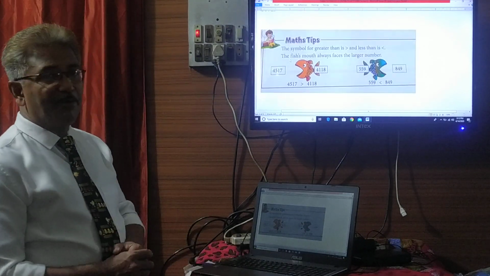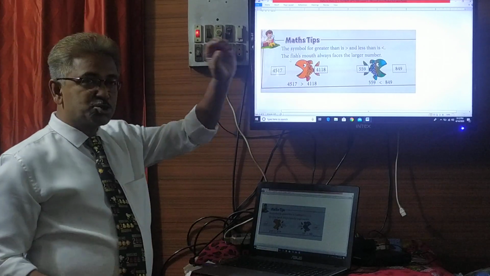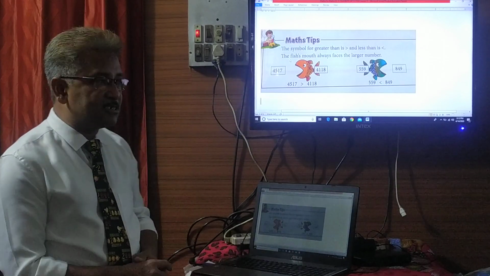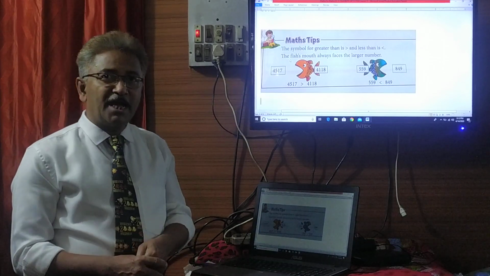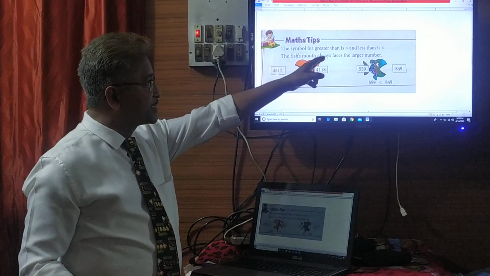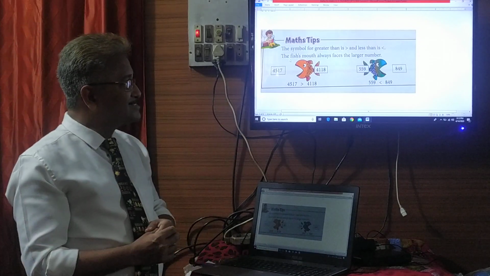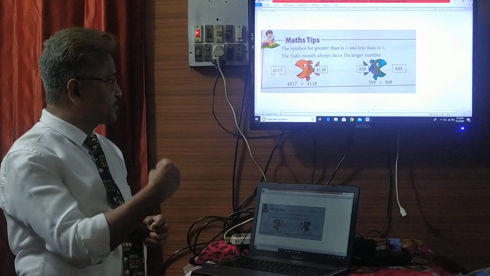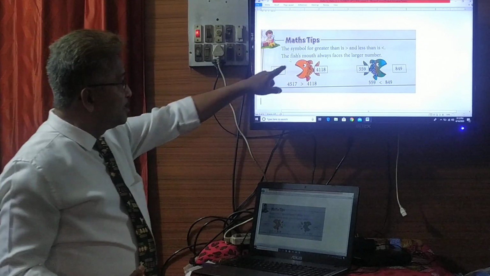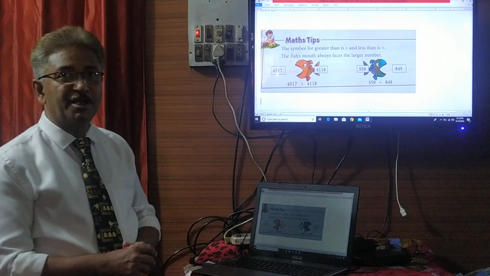Now just to give you a maths tip which is there in your book, here just to remember, how do we know which sign or symbol is greater than and which is less than? The symbol for greater than is an arrowhead pointing to the right and less than is an arrowhead pointing to the left. Now if you remember this drawing, the fish's mouth always faces the larger number.